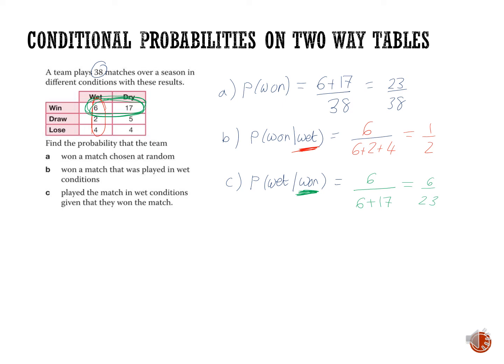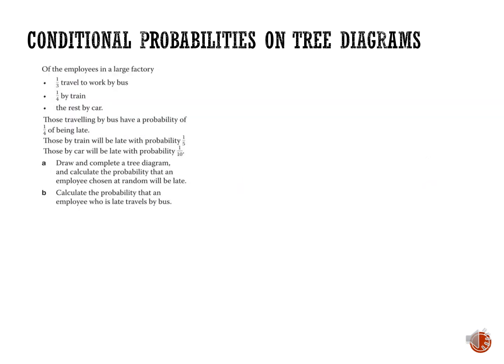Last example we're going to have a look at then to do with tree diagrams and getting conditional probabilities off those. So pause the video, write this down. You're going to need to write that tree diagram down, and that information down. Part A, draw and complete a tree diagram.